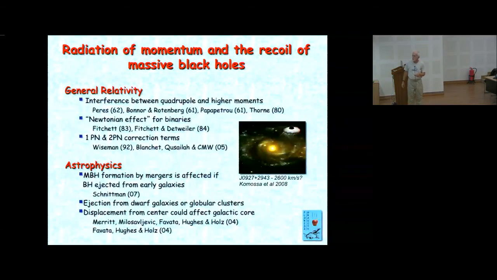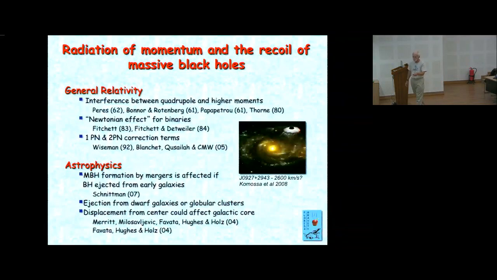If you have one of these mergers in a dwarf galaxy or a globular cluster, which have a rather flat potential well, then if you get enough of a kick velocity, it could exceed the escape velocity from that system, and then these things might not have as many central black holes as you thought.